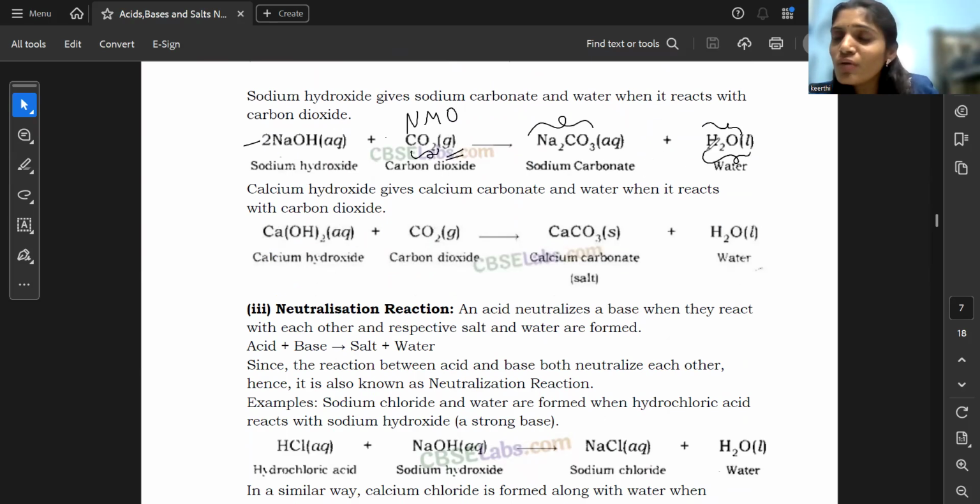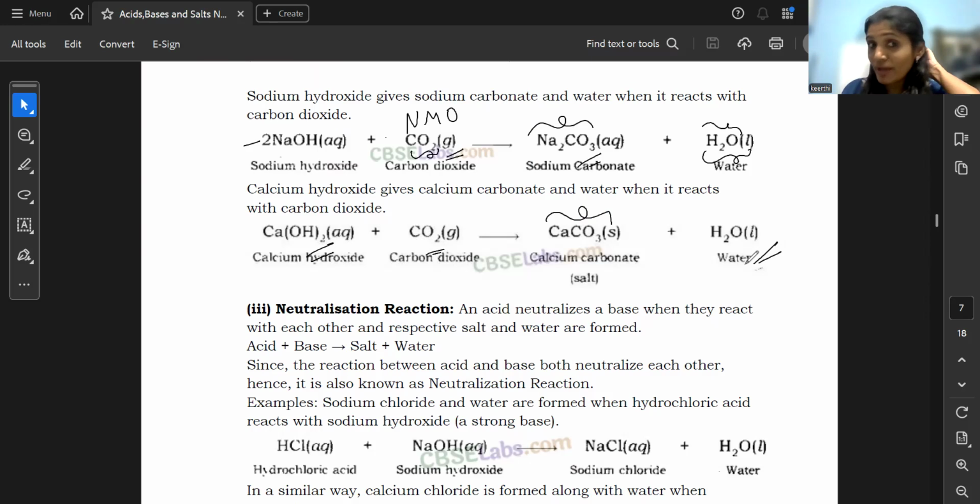So definitely you will have the formation of water, and you also have the formation of sodium carbonate. So when a base reacts with carbon dioxide, you get your carbonate. In the same way, when calcium hydroxide reacts with carbon dioxide, what are you getting? Your calcium carbonate. Along with that, you also get your water.